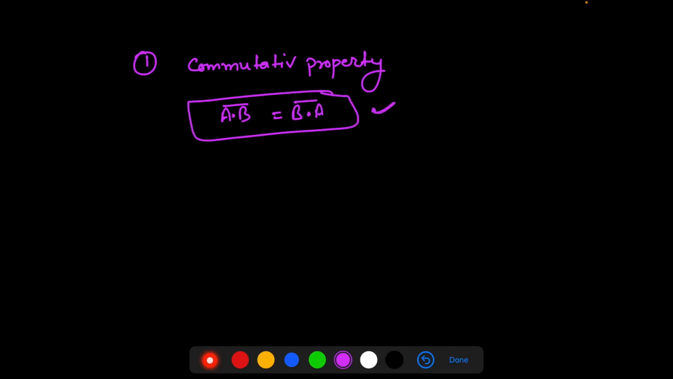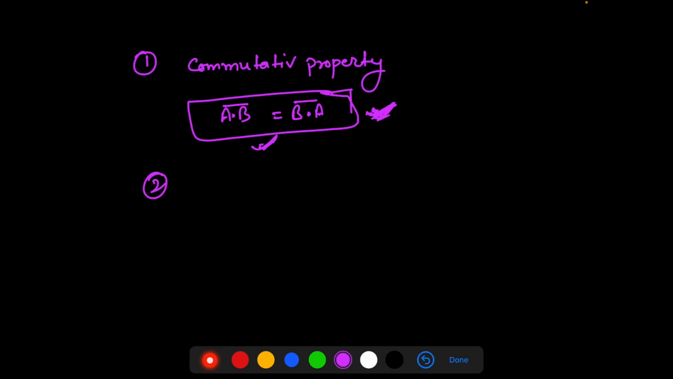Now we will study the different properties, the behavior of the NAND gate. First we will study the commutative property. We know (A NAND B) equals (B NAND A), meaning it follows the commutative property, and you can verify this property using the truth table. It will come out the same, and it follows. This is your homework.